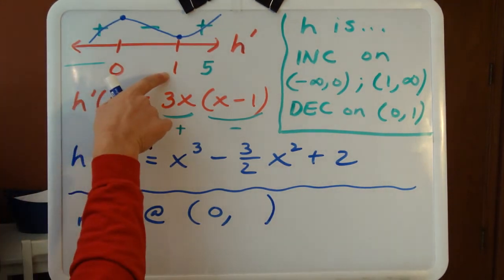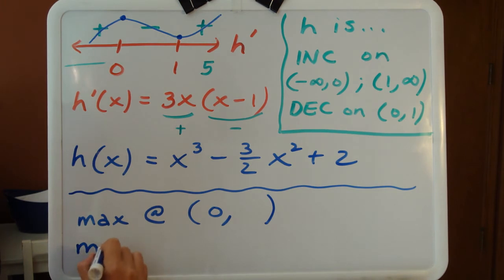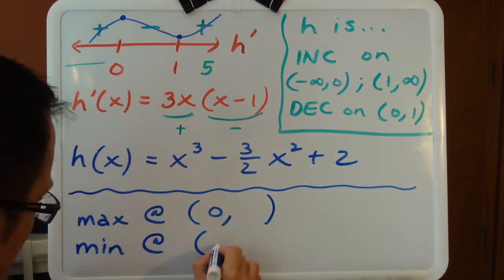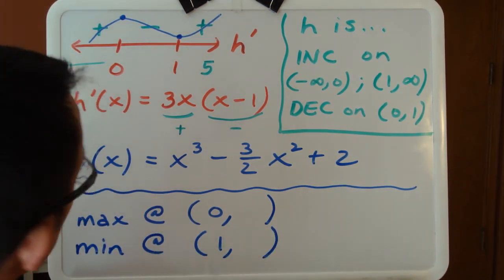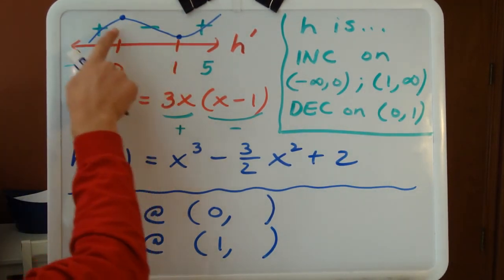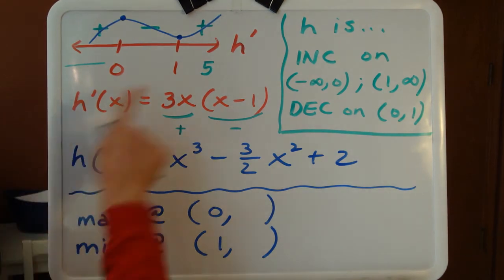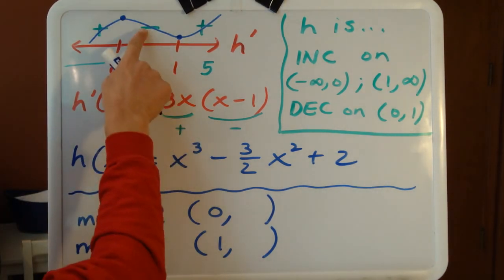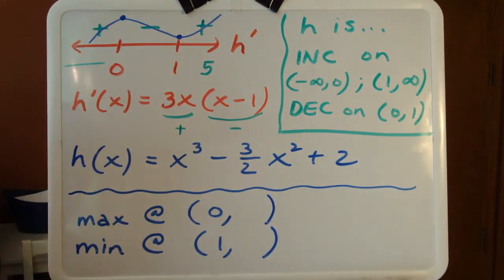And then we're going to have a low point here at 1. So this is a minimum that occurs at 1. This is exactly that sign change. We go from positive to negative, which means we're going to have a maximum at 0. And then at this critical number 1, we go from negative to positive, so that means we have a low point there.